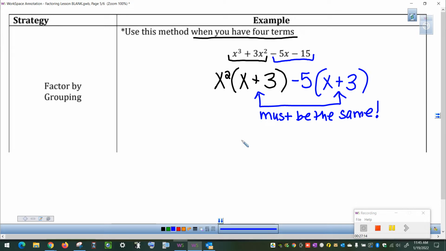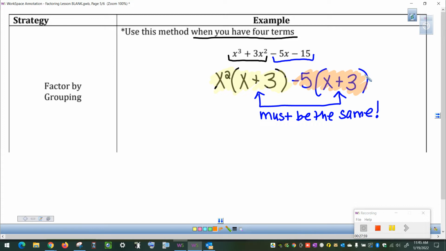All right, now here's the interesting thing at this point. I'm going to use some colors here to help illustrate this. The first piece, it's kind of like we have two factors being multiplied together. We've got x squared, and that's multiplied by x plus 3. The second piece also looks like it's two factors being multiplied together. We've got -5 multiplied by x plus 3.